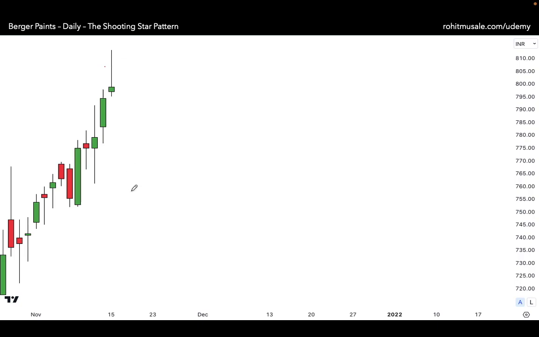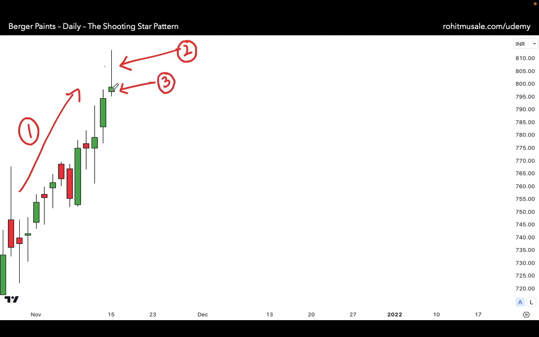Let us look at the conditions for a shooting star. It's a bearish reversal pattern, very strong pattern. First condition is it must come after an uptrend. The second condition is the height of the upper shadow must be at least twice the height of the real body.